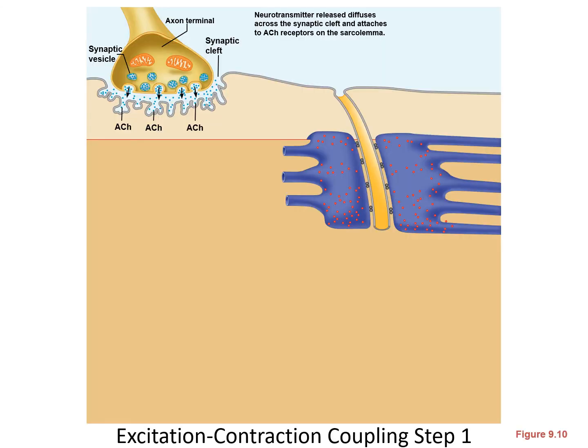So let me walk you through the process of excitation contraction coupling one more time. We're going to start with excitation. Excitation occurs when neurotransmitters can be released from the axon terminals. Do you recall what must enter into that axon terminal for us to be able to release neurotransmitter? It's calcium. Okay, so calcium must come into that axon terminal in order for acetylcholine to be released.